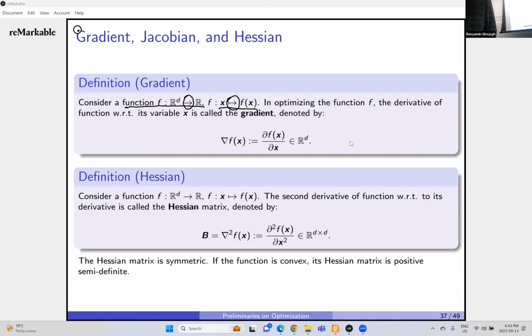So as I said, let's consider a function which gets a vector and outputs a scalar. So it's a scalar function. Then the derivative becomes, according to our analysis, what is a derivative? It's a vector, right? A d-dimensional vector. And we can denote it by this, and also by this. So different notations.